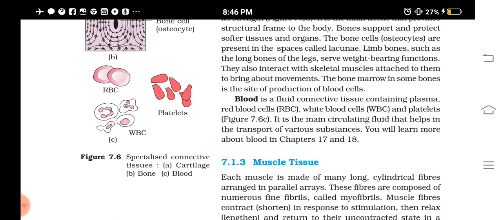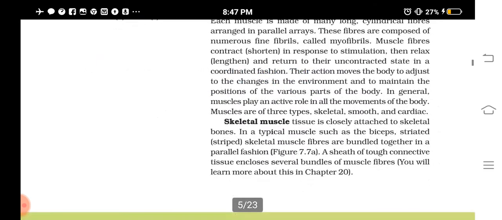Then the next type of specialized connective tissue is blood. You know, the matrix of blood is fluid in nature and it is known as blood plasma, and there are RBCs, WBCs and platelets in it. RBCs help to carry oxygen, WBCs help to fight against microorganisms or any infections, and platelets help in the clotting of blood. And blood helps in the circulation of various substances around the body.